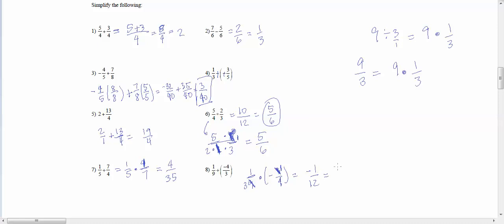By the way, that negative can go in the numerator. It can also go in the denominator. It can also go in front. And to be honest with you, I think the in front version is the most used version, but technically, mathematically speaking, all of them are correct.